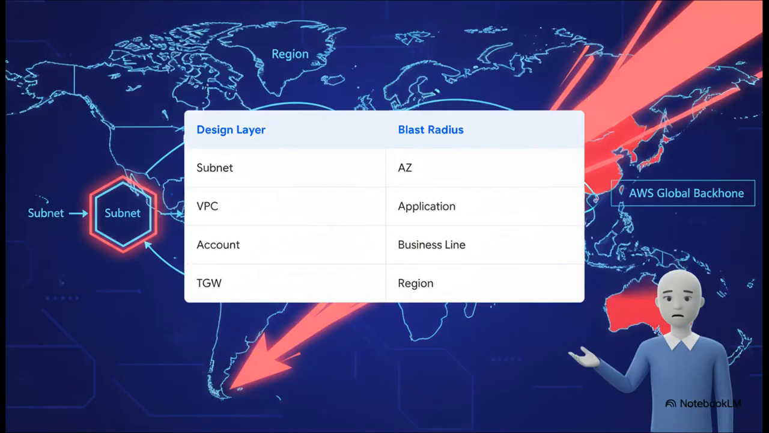Just look at this slide. It shows the hierarchy of failure perfectly. A subnet fails, that impacts an availability zone. A VPC fails, well, that might take down an entire application. But a misconfigured transit gateway? That can impact an entire region. Your design choices directly map to business risk.